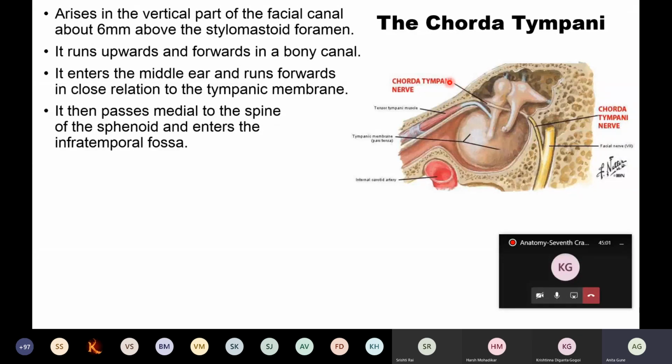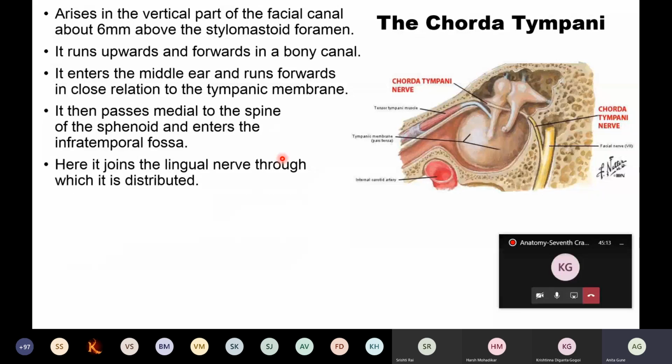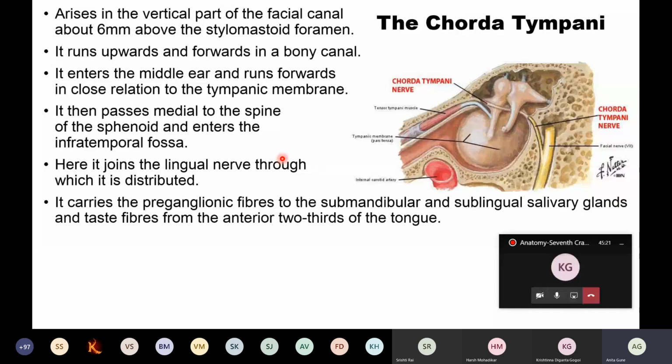When it reaches the infratemporal fossa, it is related to the spine of the sphenoid. The spine of the sphenoid, one side you have chorda tympani, on the other side you have auriculotemporal nerve which is related to it. As it goes down, it will join with the lingual nerve. Through the lingual nerve, it goes to the submandibular region to relay in the submandibular ganglion to give secretomotor fibers to the submandibular gland and the sublingual gland. Also, the lingual nerve is responsible for carrying the taste sensation from anterior two-thirds of the tongue.